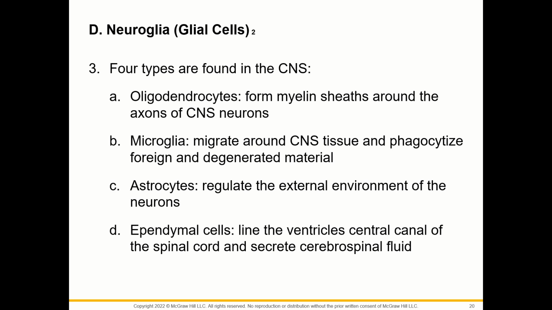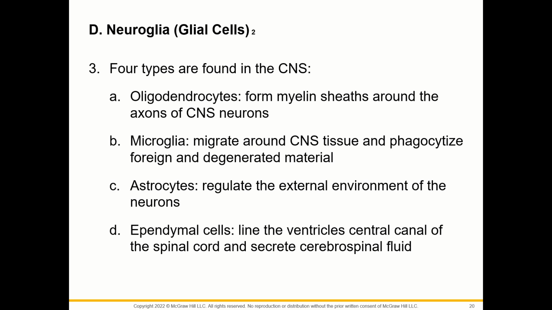Oligodendrocytes means they have a few branches. Oligos, a few, and dendros, branches. So these are cells that branch several times, and they're going to form myelin sheaths around the axons of central nervous system neurons. And they can actually connect to quite a few central nervous system neurons. And from what I understand, multiple sclerosis is a disease of the oligodendrocytes.